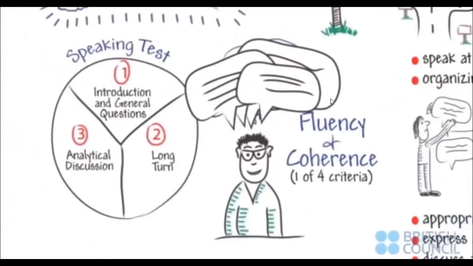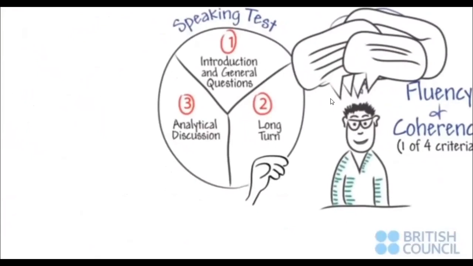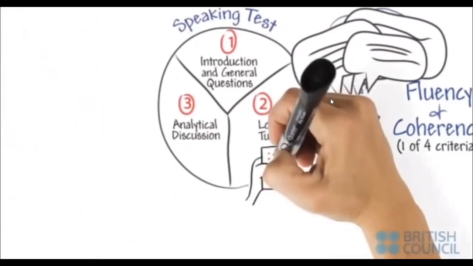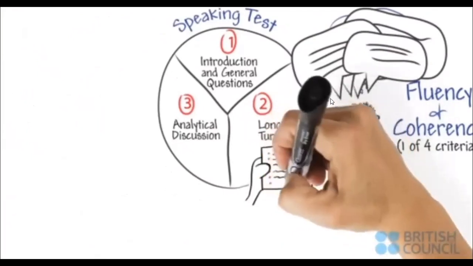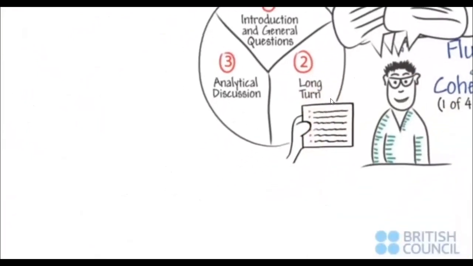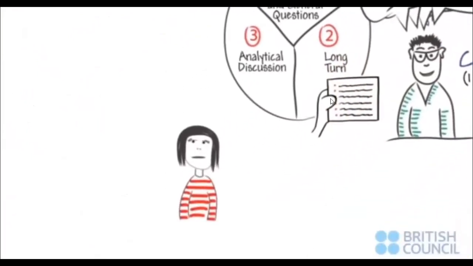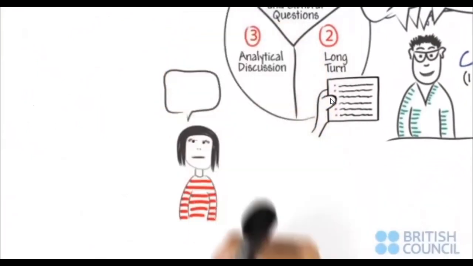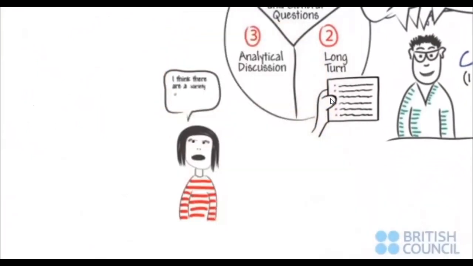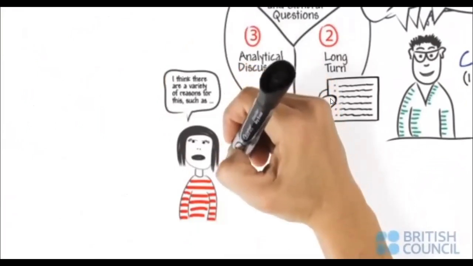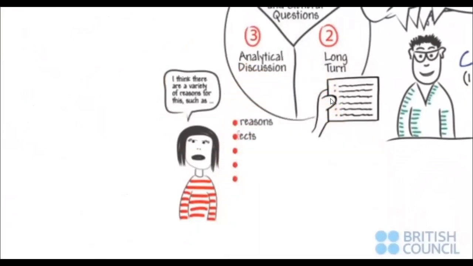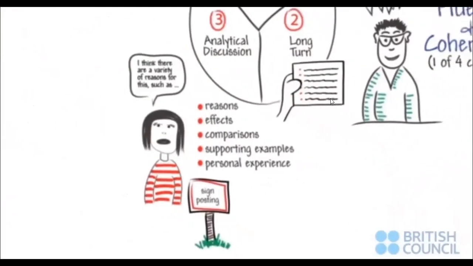For part 2 of the test, use the bullet points on the task card to help you structure your long turn and make notes in the 1 minute that's given using key words. In part 3 particularly, it is important to develop your answers and to speak at length. You can do this by thinking of reasons, effects, comparisons, supporting examples, and personal experience. Just make sure you are signposting what you say.